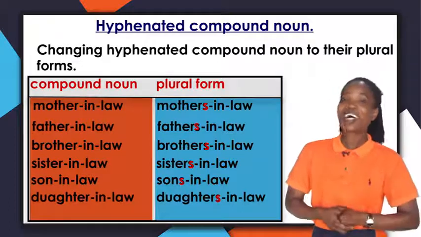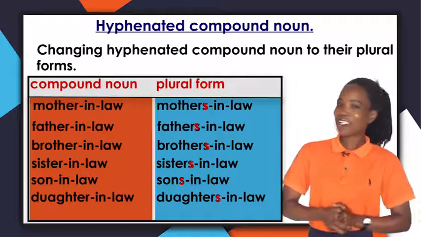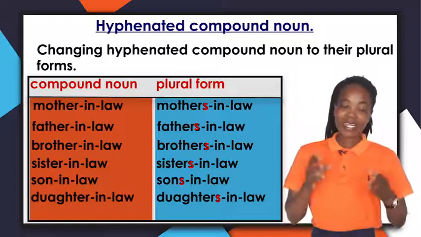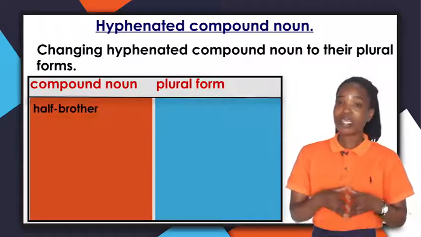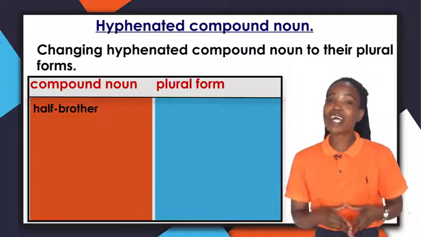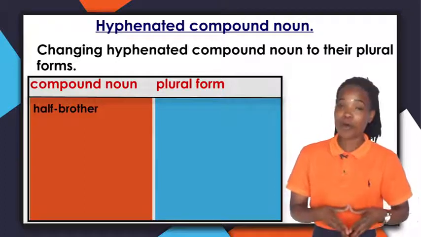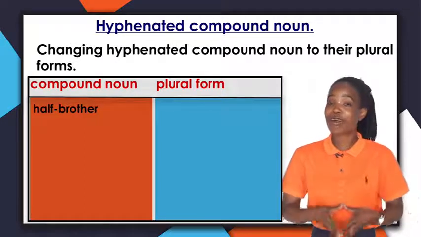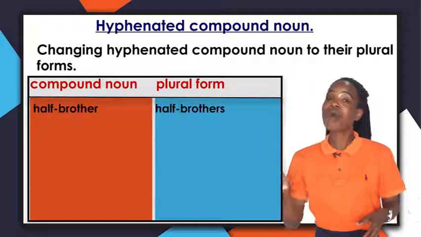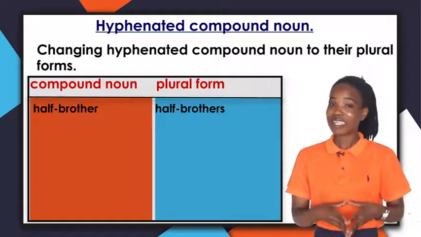Let's go on and look at other compound nouns, my precious viewer. Another one is half-brother. This time, my precious viewer, the second noun is going to take the plural form. Therefore, the plural form of half-brother is going to be half-brothers. Take a note of the changes.